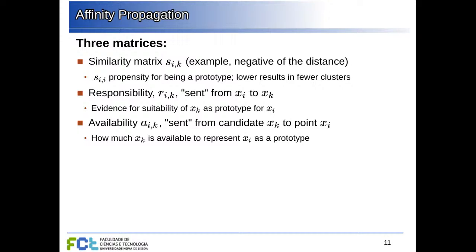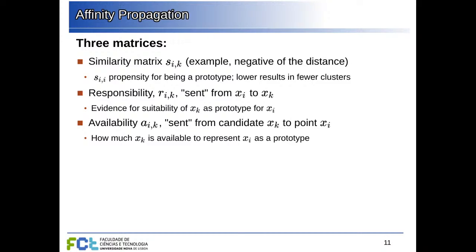This means that a very low similarity will correspond to a very high distance and vice versa. And we can use the diagonal, so the similarity of a point to itself, as the propensity for being a prototype. So if we put a very negative value on the diagonal of this similarity matrix, we are saying that we want our points to be very reluctant to be representatives of clusters, and this results in fewer clusters. If we give a higher value, then we have more clusters because the points have a larger propensity for becoming prototypes of clusters.